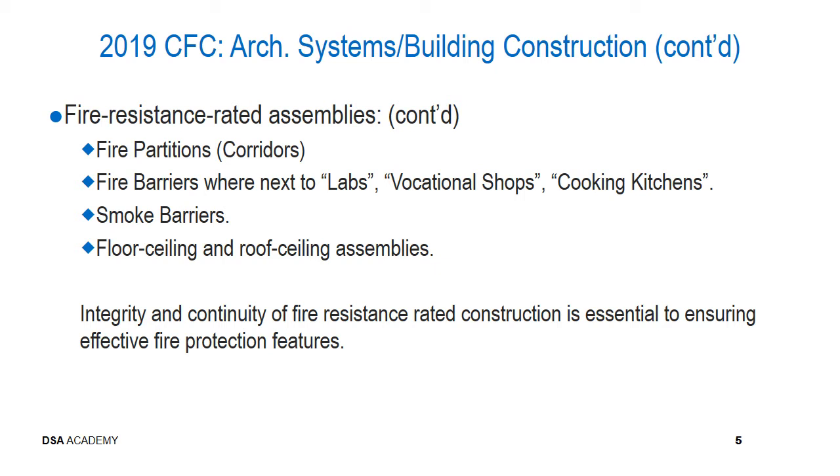It is important to note that where walls of science labs border a corridor of rated construction, the wall element that is part and parcel to the science lab must be maintained as a fire barrier, as it has a higher degree of construction. Project inspectors must verify the integrity of the wall continuity at the intersection of the fire barrier with the fire partition. Remember, integrity and continuity of fire resistance rated construction is essential to ensuring effective fire protection features.